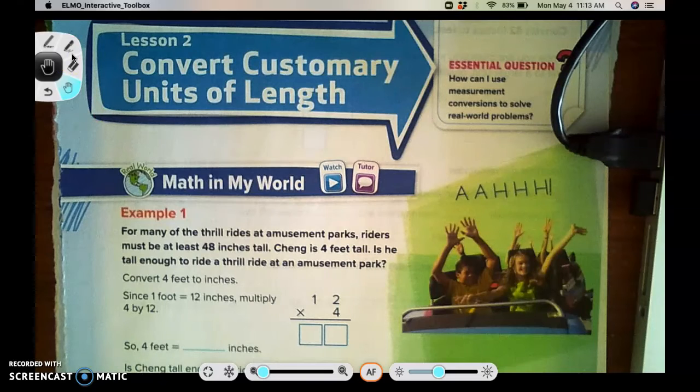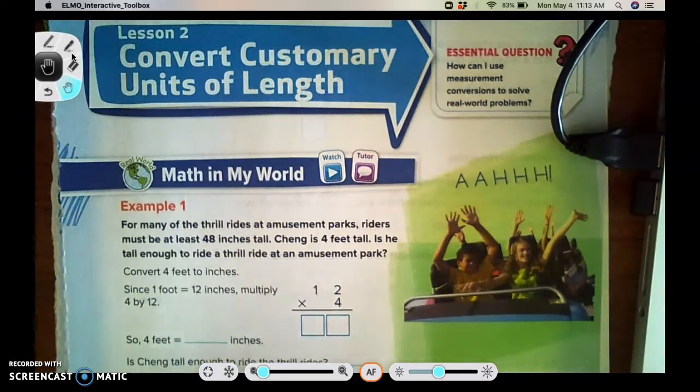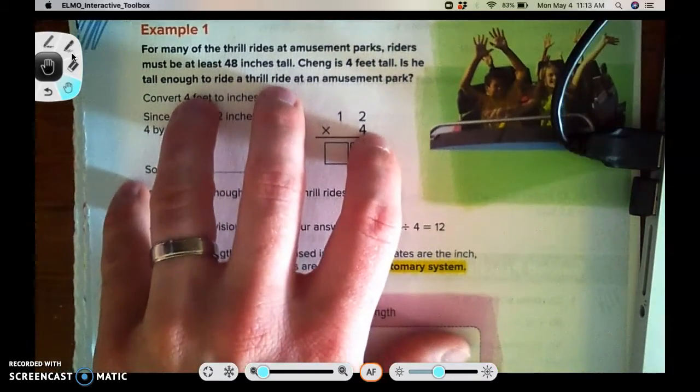Okay, looking at Chapter 11, Lesson 2. Hopefully this video is a little less crazy than the last one I tried to do. This one, again, you should be pretty familiar with already. If not, no worries, but I think most of you will be pretty familiar with converting customary units of length. So, I'm just going to jump right into it with example 1.